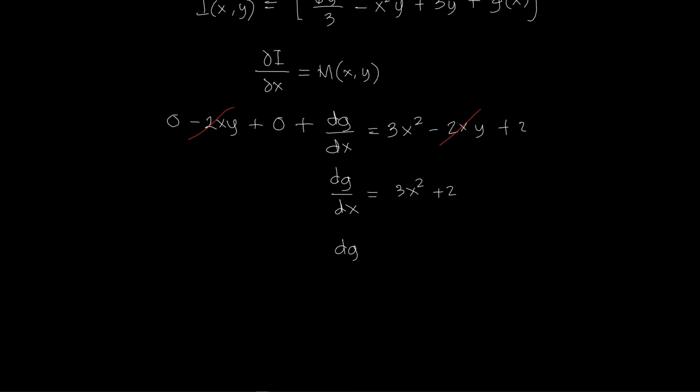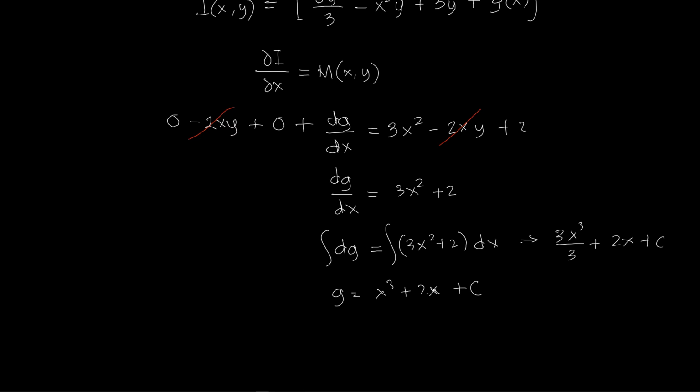So, to find g, we integrate both sides. So g is equal to the integral of 3x squared plus 2, which gives x cubed plus 2x, plus C. That is 3x cubed over 3 plus 2x plus C.